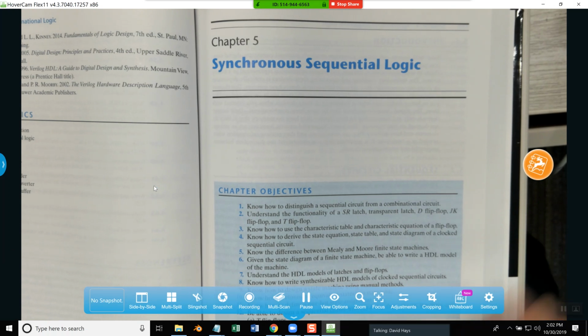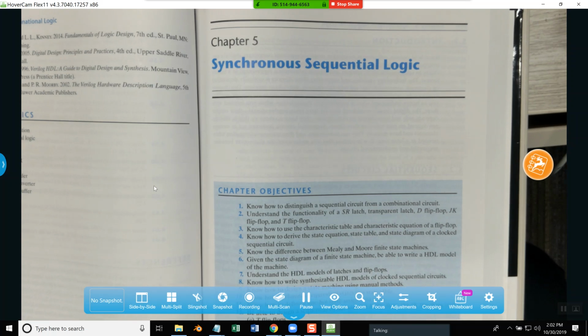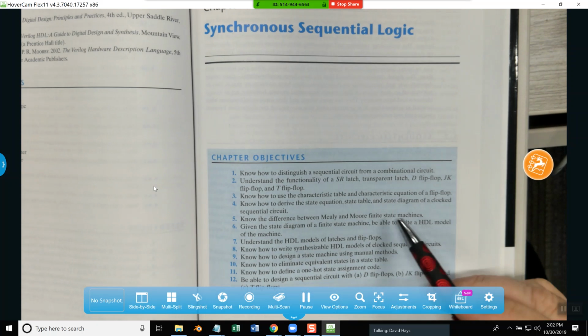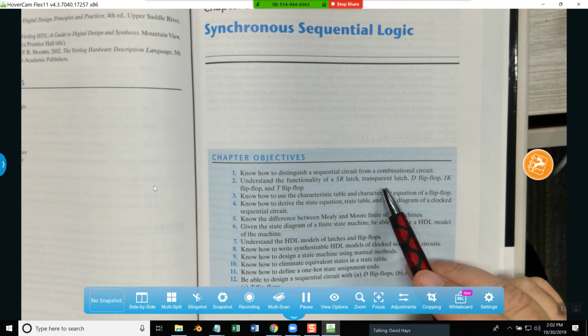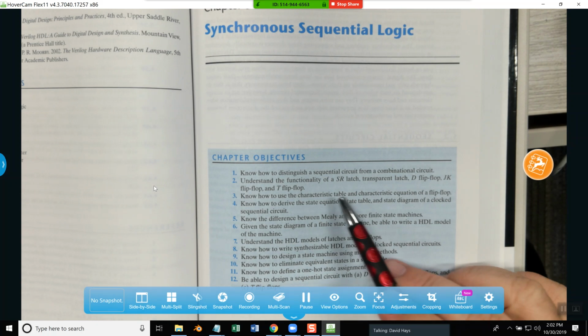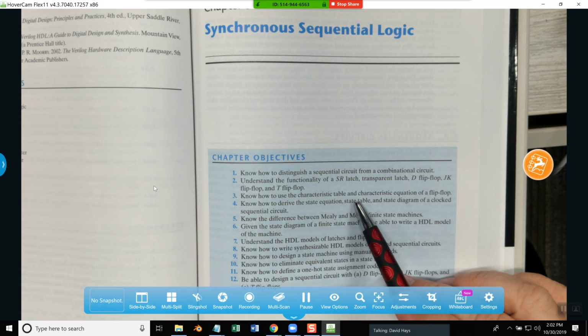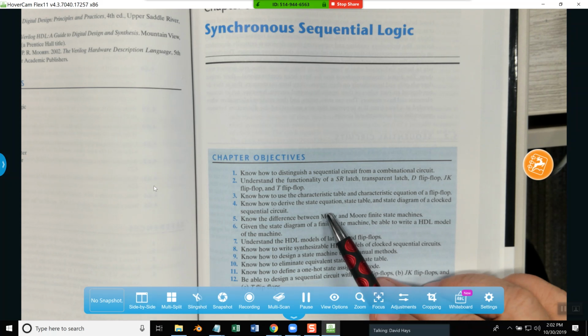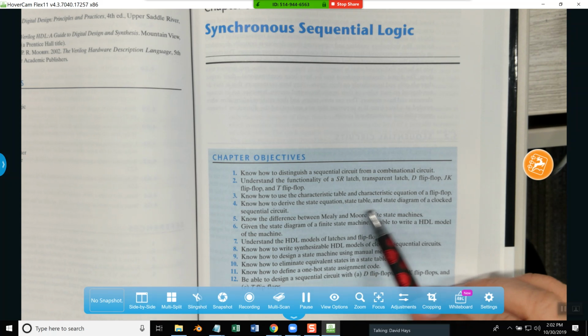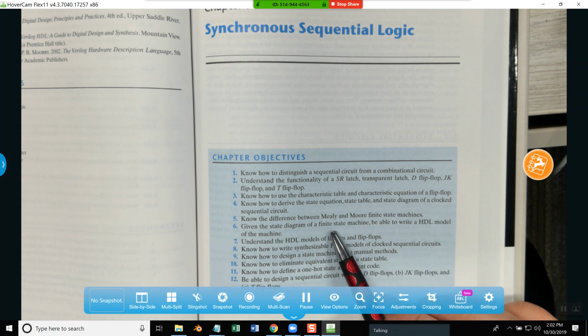This is chapter 5, synchronous sequential logic. Chapter objectives: you know how to distinguish a sequential circuit from a combinational circuit. Understand the functionality of SR latches, transparent latch, D flip flop, JK flip flop, and T flip flop. Know how to use a characteristic table and characteristic equation of a flip flop. Know how to derive the state equation, state table, and state diagram of a clock sequential circuit. Know the difference between Mealy and Moore finite state machines.